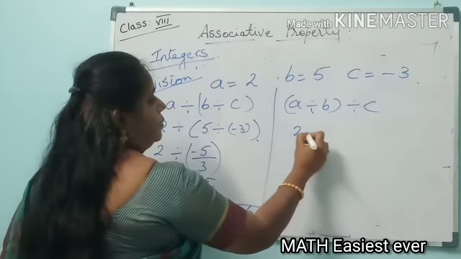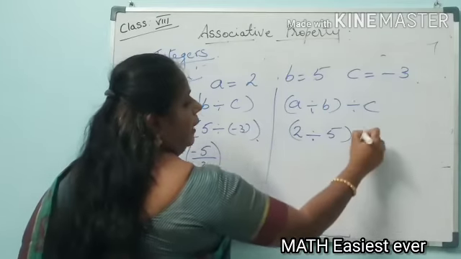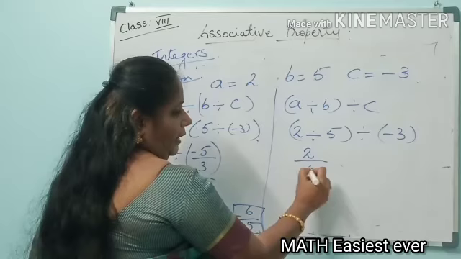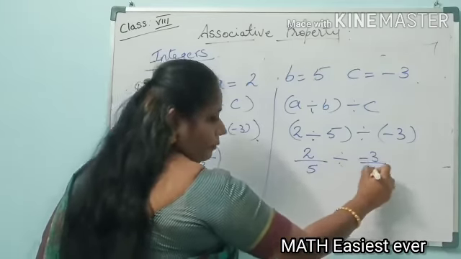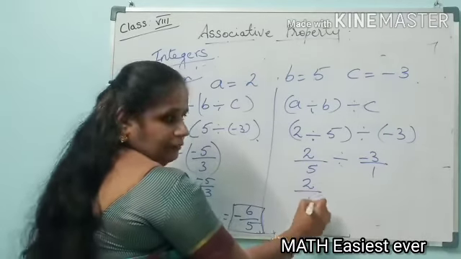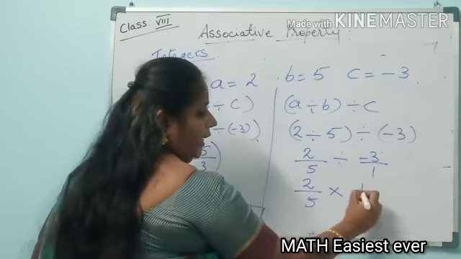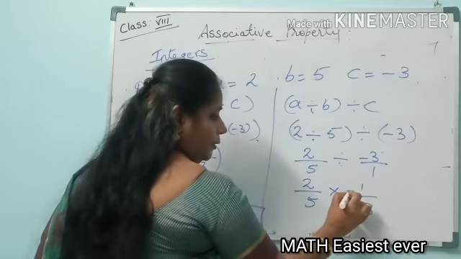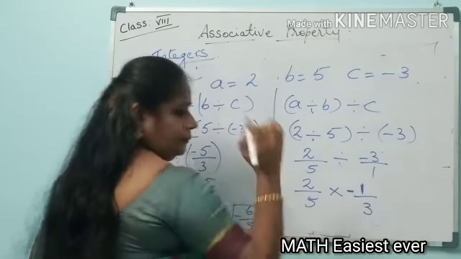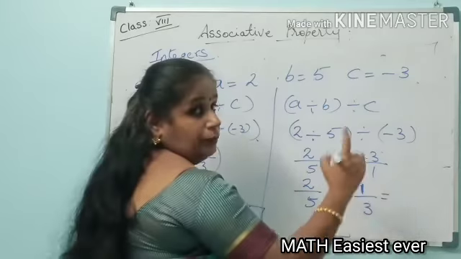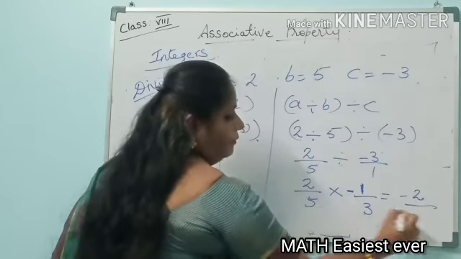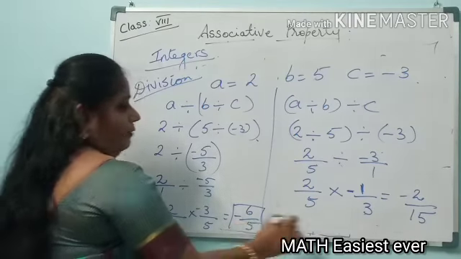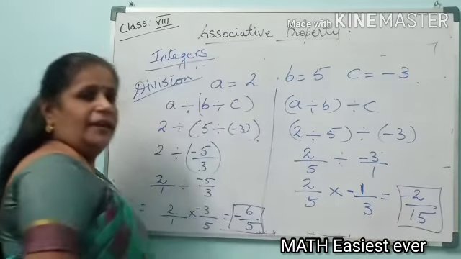What is A? A is 2 divided by 5 divided by minus 3. Now what will I get here? 2 by 5 divided by minus 3 by 1. So what do I have to do? 2 by 5 division, change into multiplication and reciprocate. When the minus comes down, you have to always put the minus sign in the numerator. So what will you get? 2 into minus 1 is minus 2 by 5 threes are 15. Here your answer is minus 6 by 5. Here your answer is minus 2 by 15.